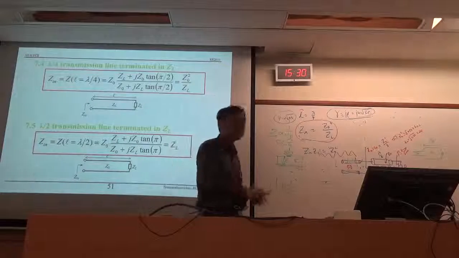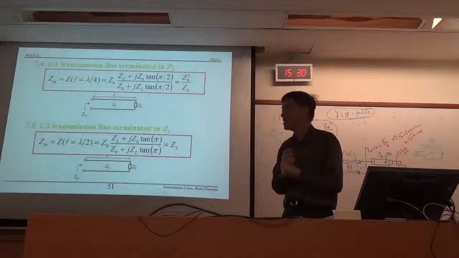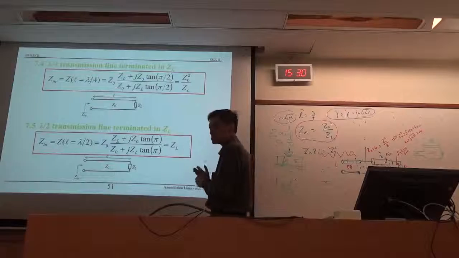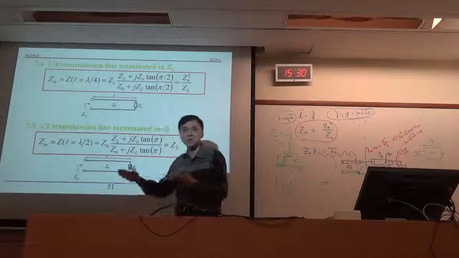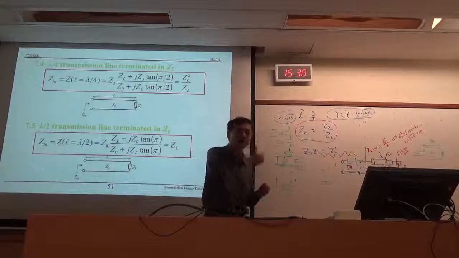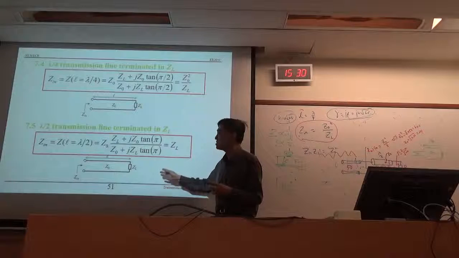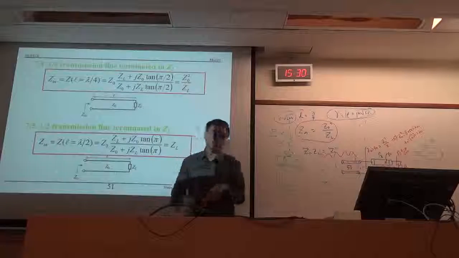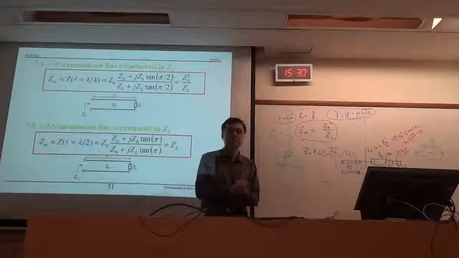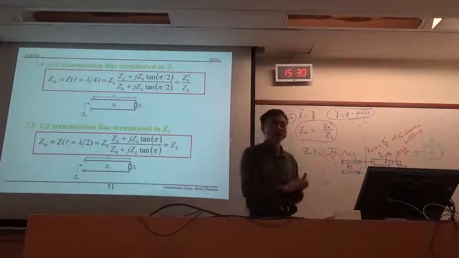All right. The next one is not that significant. It is trying to say that the same impedance will appear every half a wavelength away. So if you connect a half wavelength line, you still get the same impedance.